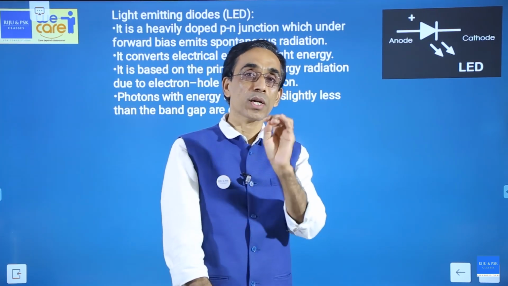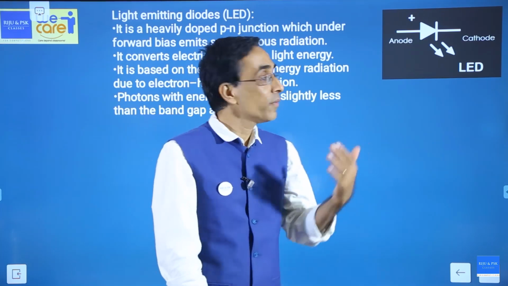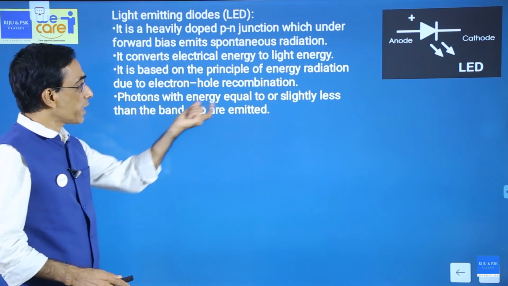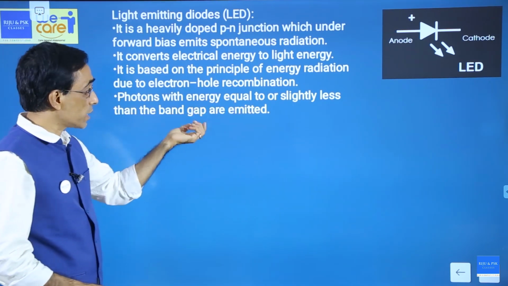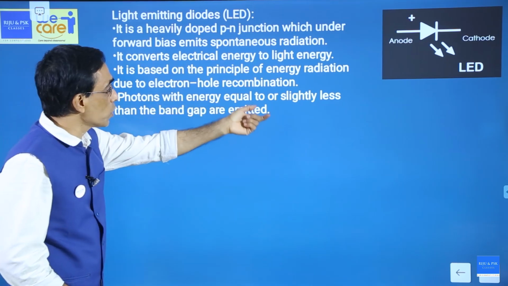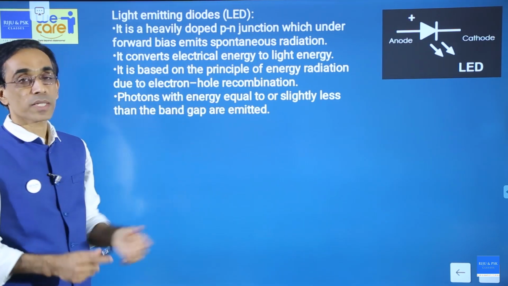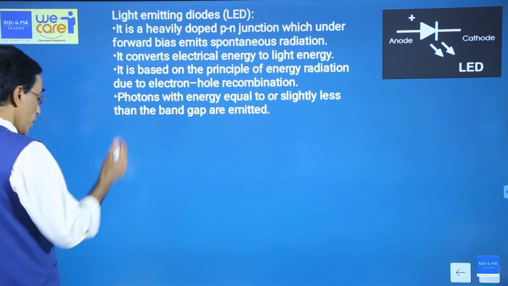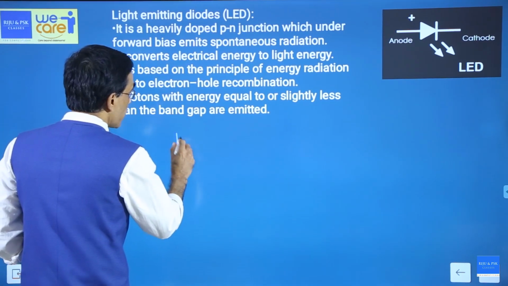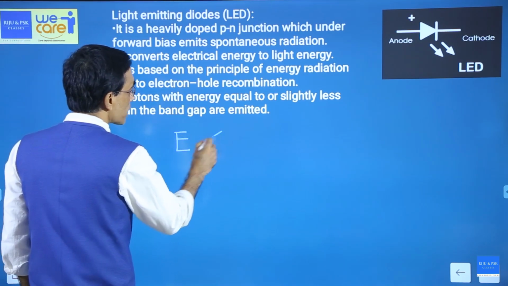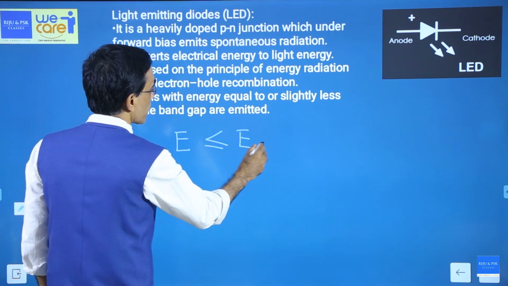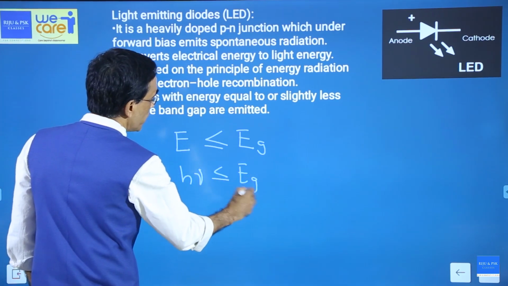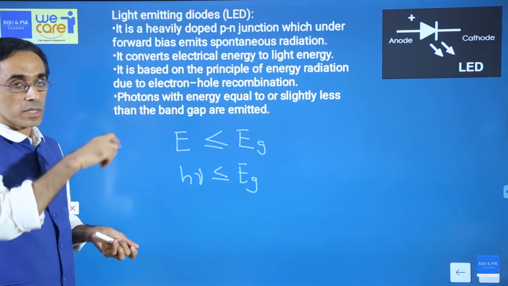So you go for special kinds of compounds like gallium arsenide, etc., which actually produce light. Photons with energy equal to or slightly less than the band gap are emitted. That means if you want an equation for this, in a diode, in an LED, the energy released is slightly less than or equal to the energy gap. Or you can say the energy of the photon is slightly less than or equal to the energy gap. This is because of some absorption happening during the process.